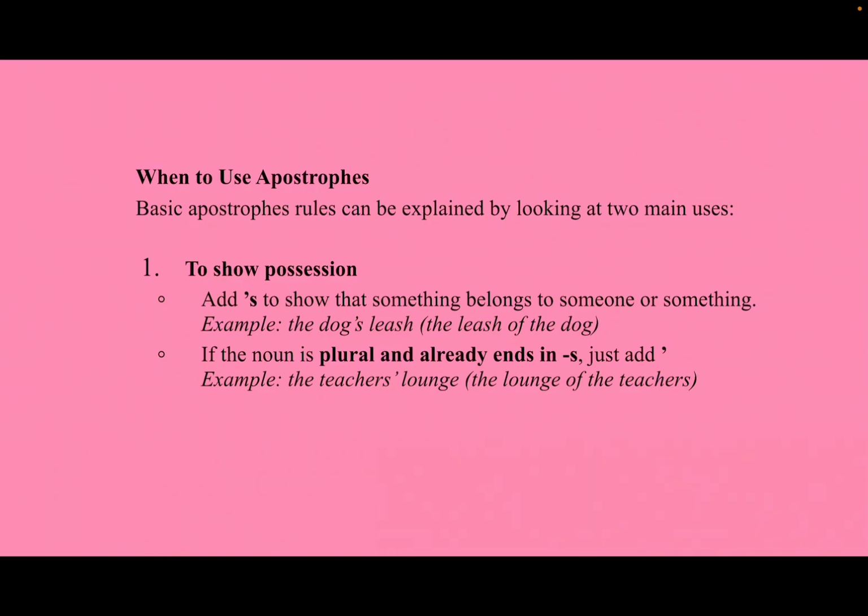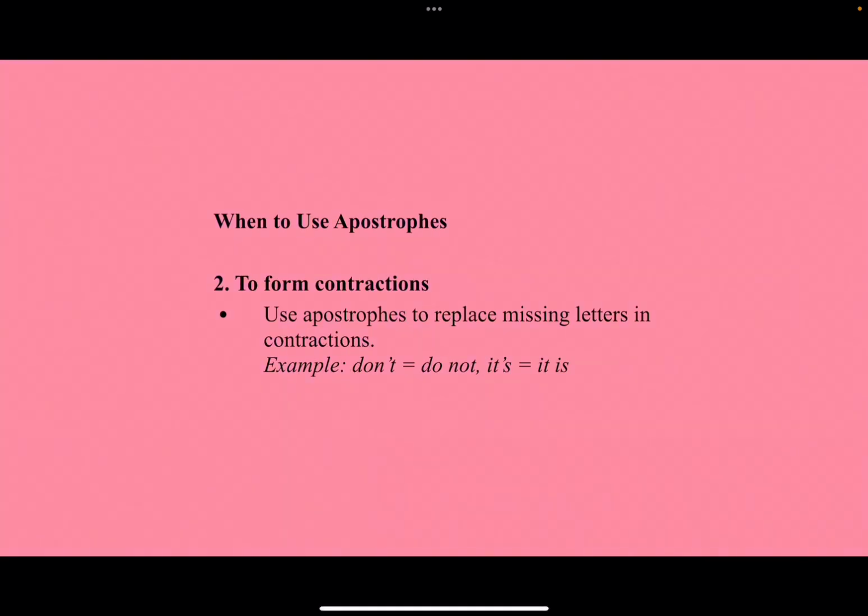For example, the dog's leash. The apostrophe before the S shows that the leash belongs to the dog. If you're looking at a plural noun, like teachers, where there's more than one teacher, you have the apostrophe after the S. You also use apostrophes to form what we call contractions.